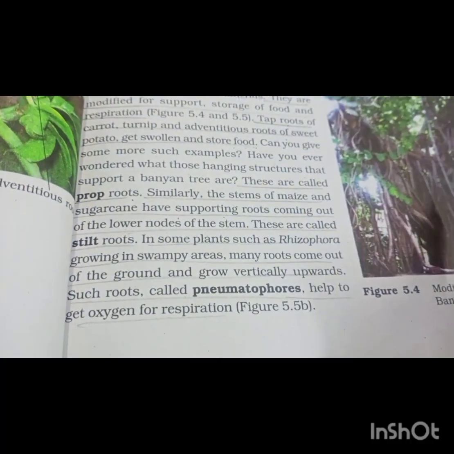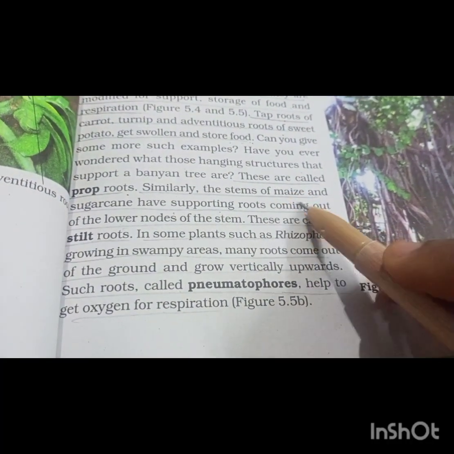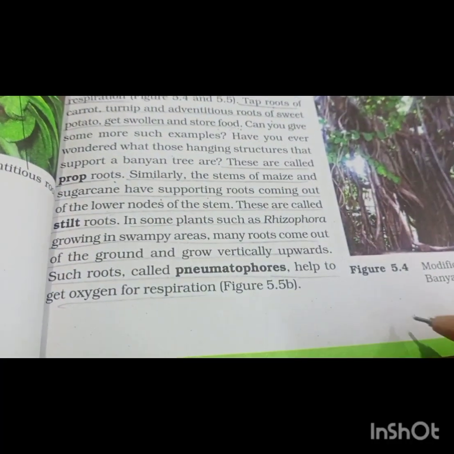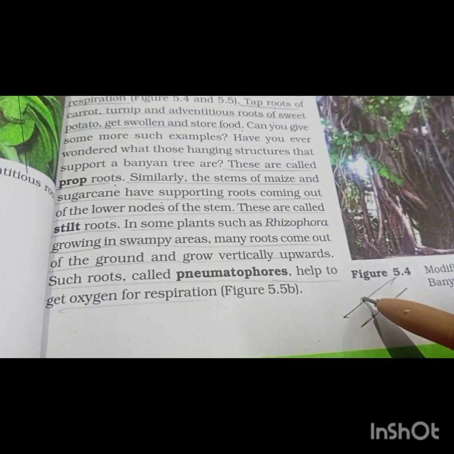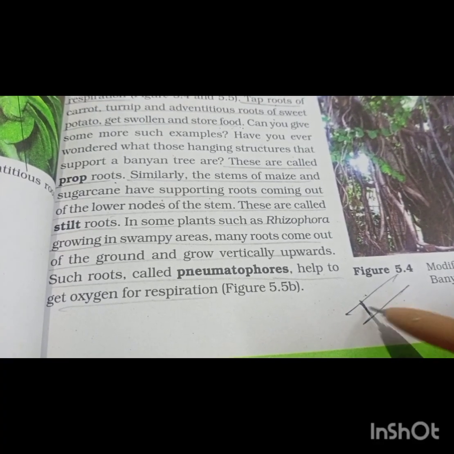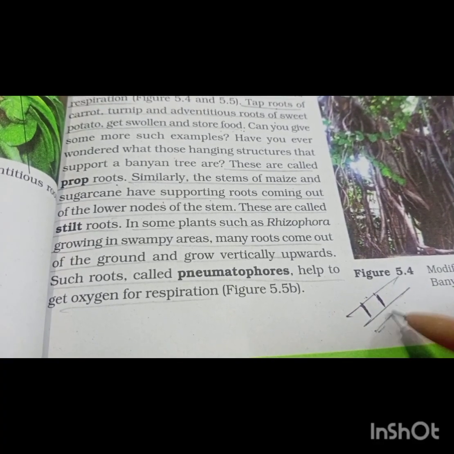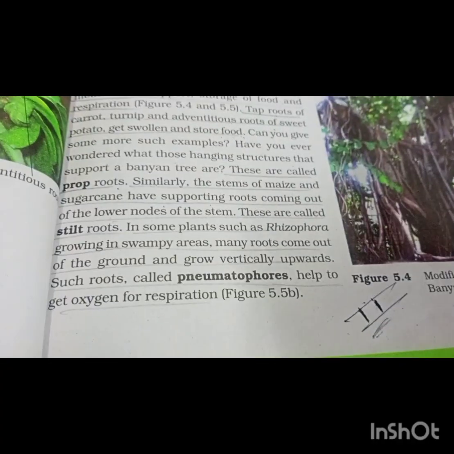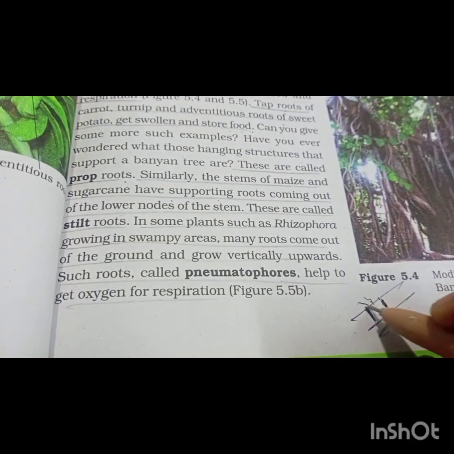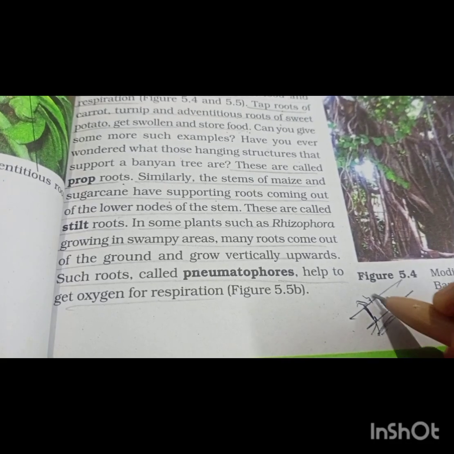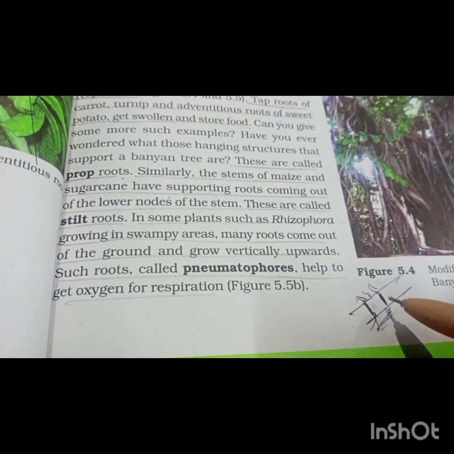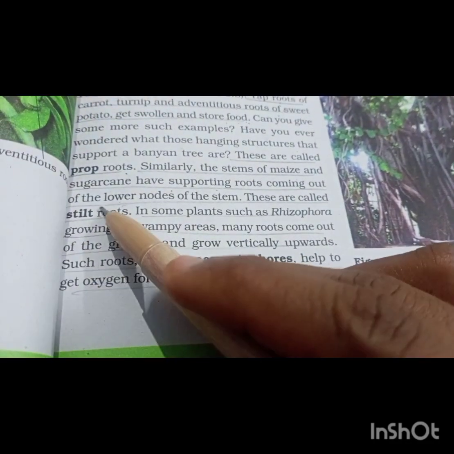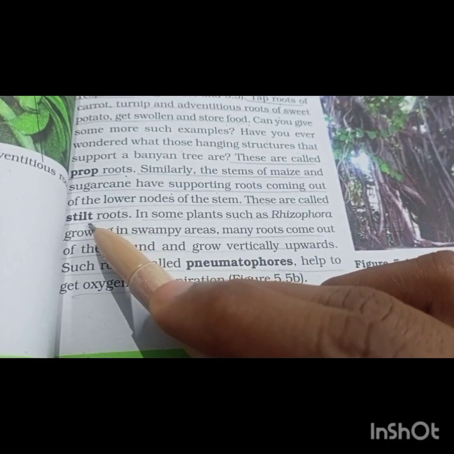Next, in the case of maize and sugarcane, from the basal nodes of the stem, the lower nodes of the stem, when you look at sugarcane, you will notice there are some roots arising from the nodal region. These roots are known as stilt roots.